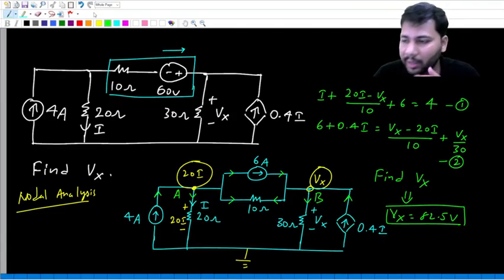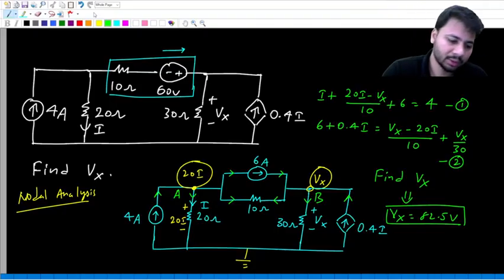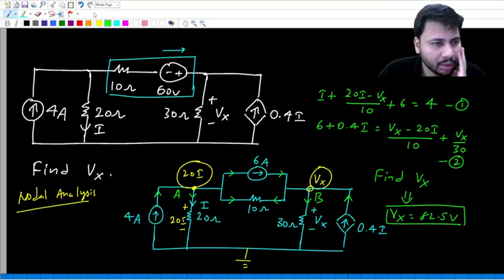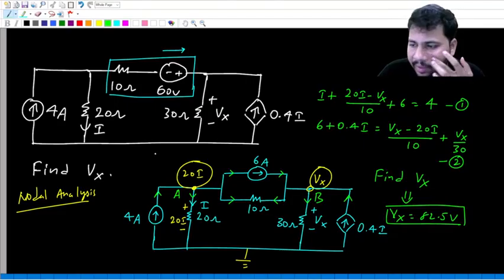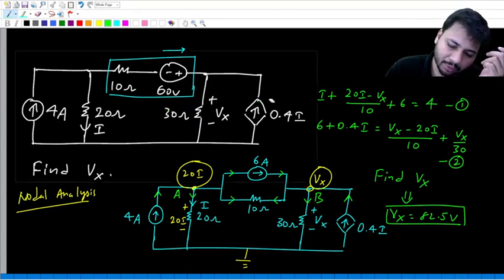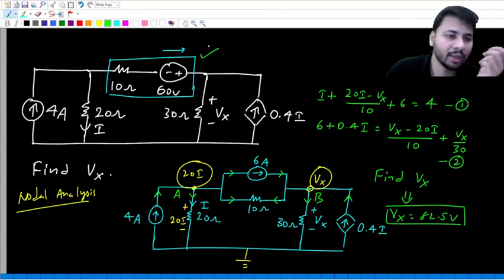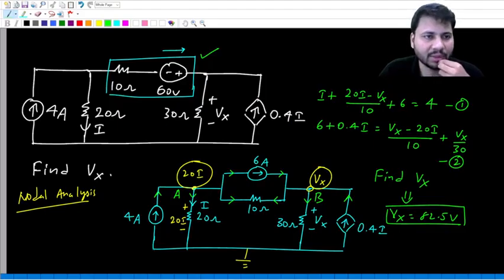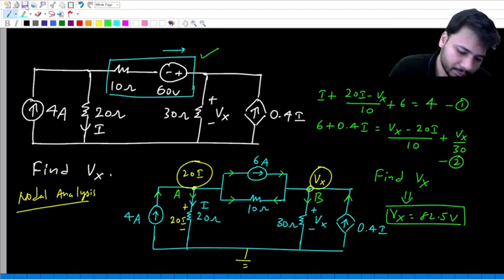So again, why did I take up this example? This is just to caution you under what conditions we cannot use source transformation. For this, you cannot do source transformation. For this also, we cannot do source transformation. We can do it only for this combination.